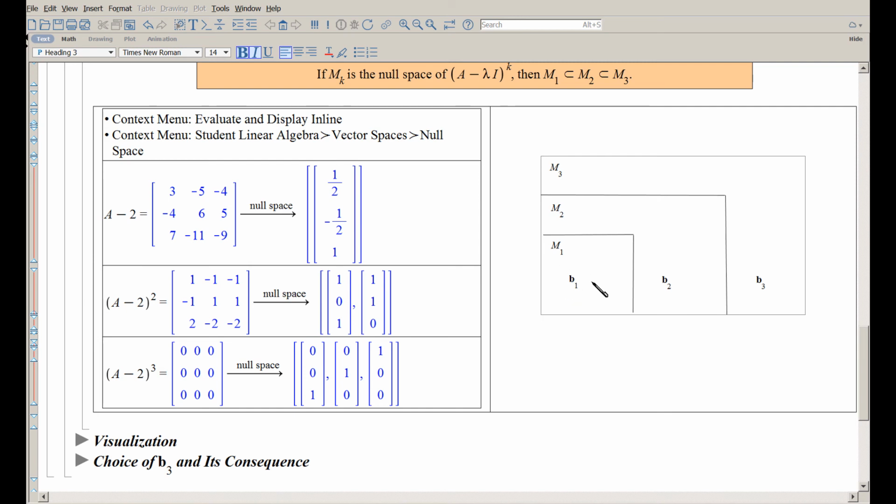There is a basis for M1. B2 must lie in M2, but not in M1. This must be distinct from M1. B3 must lie in M3 and not be in M2. And this is the one you have to find first. If you can find this one first, you can get this one and you can get that one.